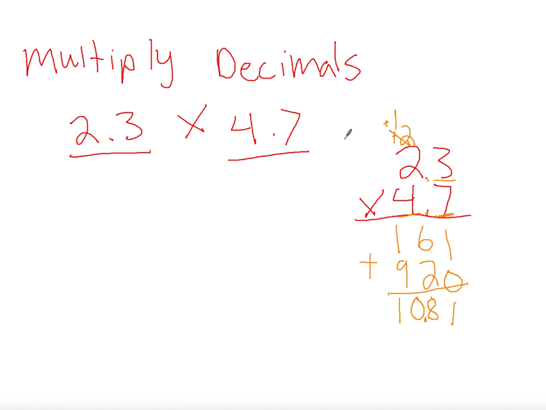So it's going to be 10.81. So 2.3 times 4.7 is going to equal 10.81. Okay, let's go over one more example. Okay, let's say we have 5.3 times 4.6. Okay, again, we're just going to stack these up just like if it was 53 times 46.